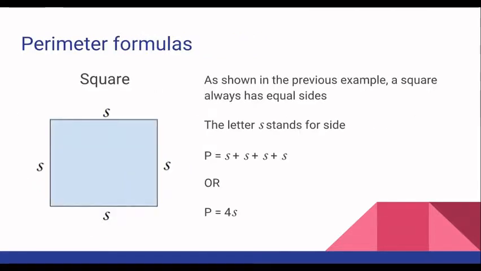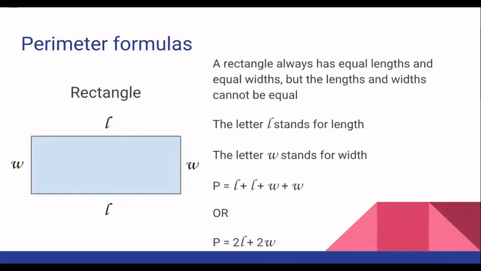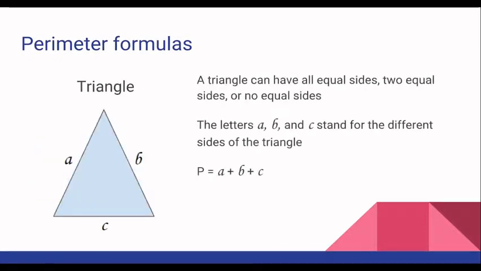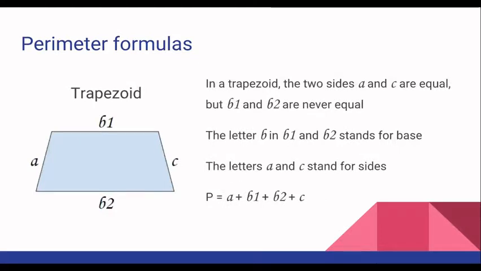So as I said, for perimeter, for every single shape, you add the sides together. So here you see a square again, you add the sides. A rectangle, you add the sides. You just have to recognize that the sides are labeled differently for each shape, which is important when memorizing the formulas. So a rectangle has a length and width. A rhombus has base and width. A triangle has sides A, B, and C. A trapezoid has sides A, base 1, base 2, and C. So you add the sides together for each of these shapes to get the perimeter.